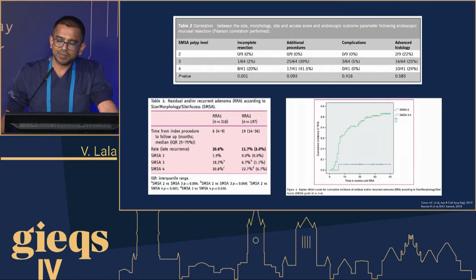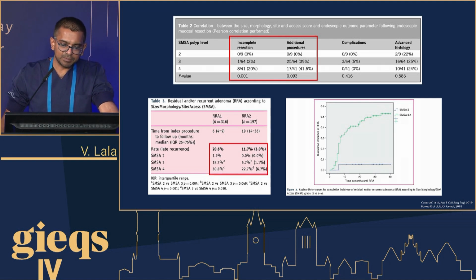And these findings have been replicated in other studies as well. You can see in the top study that the SMSA level correlated with incomplete resection rates and the need for additional procedures. In the bottom left, again, you see rates of residual or recurrent adenoma. And again, you see that there's quite a big divide between SMSA 2 polyps and SMSA 4 polyps, with SMSA 2 polyps having a 1.9% recurrence rate versus SMSA 4 polyps at 30.8%. So this is quite a significant difference between the two.